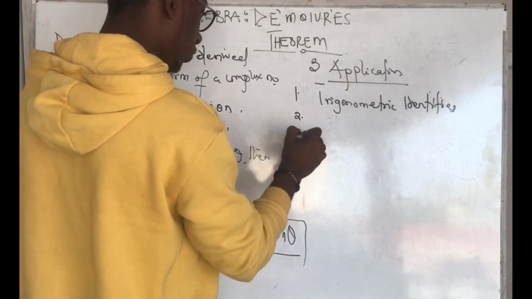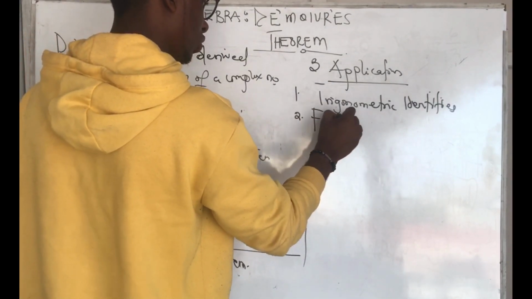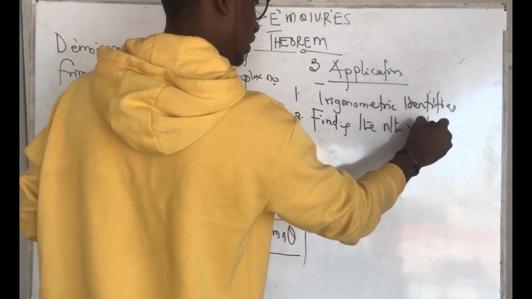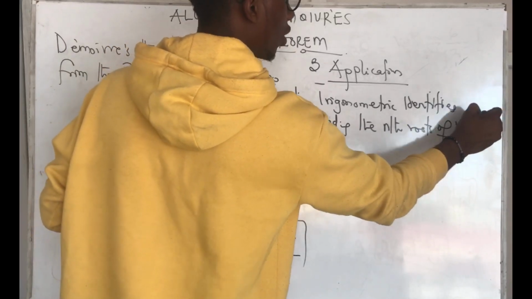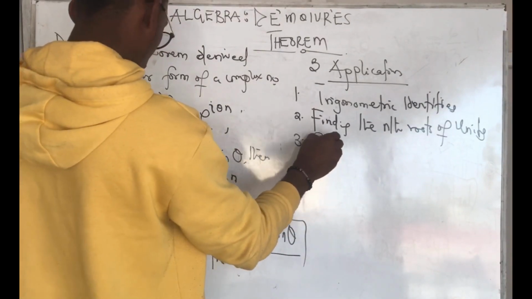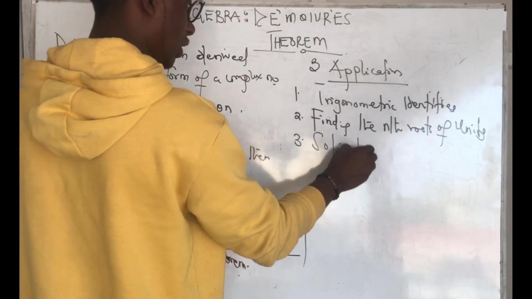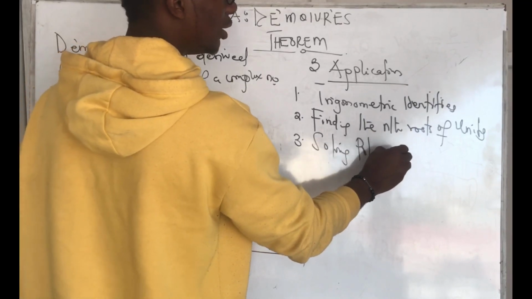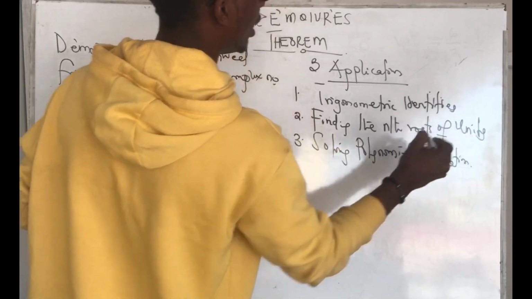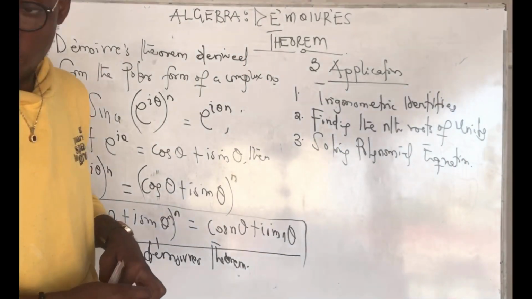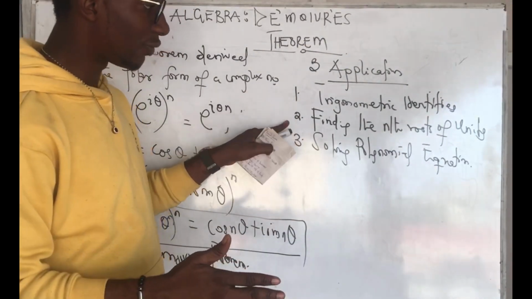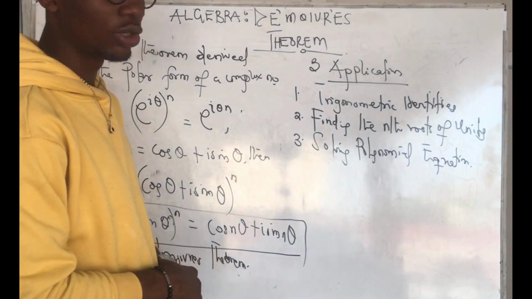Two, we will be using De Moivre's theorem in finding the nth roots of unity. And three, we will be using De Moivre's theorem in solving polynomial equations. So these are the three basic applications: one, trigonometric identities; two, finding the nth roots of unity; and three, solving polynomial equations.